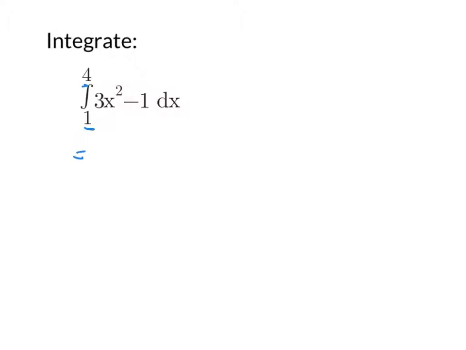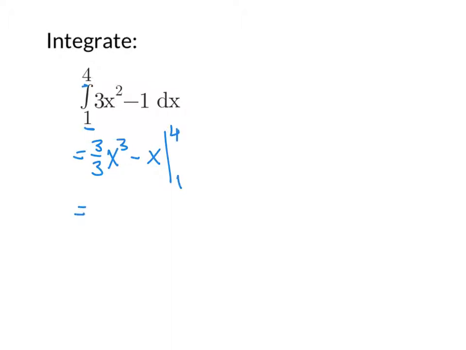In order to integrate, we just integrate the expression like we normally would. So 3x squared, the integral of that, we would raise the power to 3, and then take the coefficient divided by our new power. Minus 1 turns into x. If this were an indefinite integral, we would put the plus c at the end, but since it is definite, we are going to evaluate it from x equals 1 up to 4.